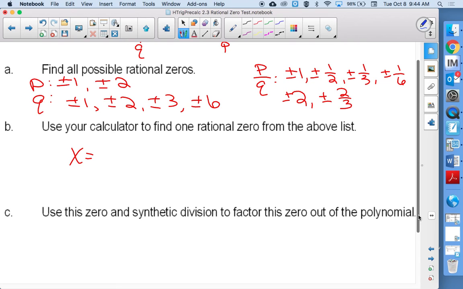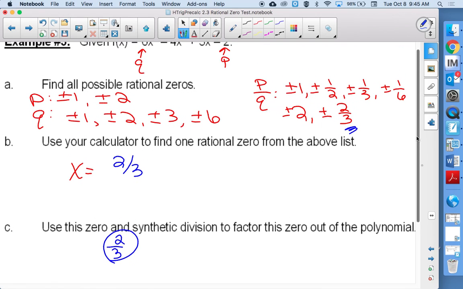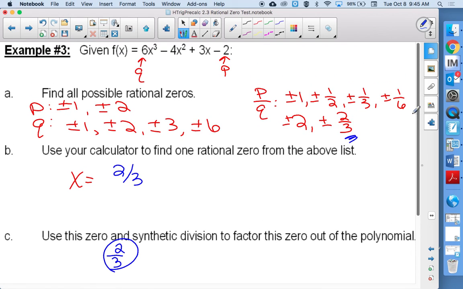Anna, did you find one? 2/3. Yeah. Is 2/3 in our list? Yeah, it's that last one. And then the last step, you have 2/3. Yes, you can use a fraction. So the warm-up had the fraction of 2/3. And we're going to use synthetic division.